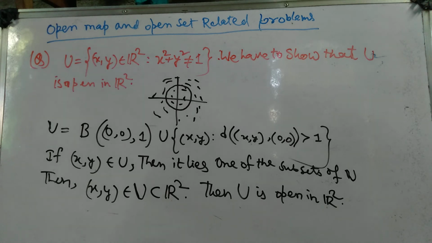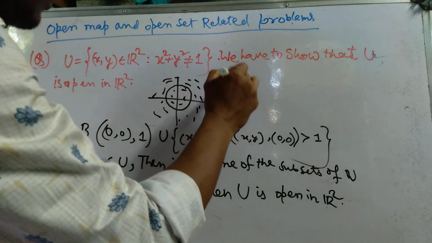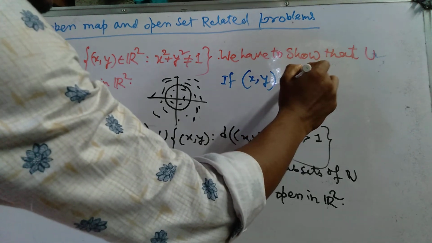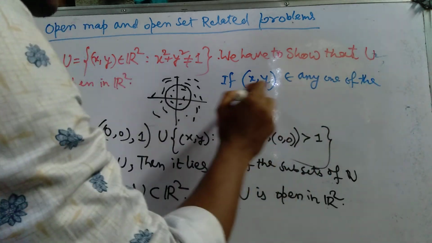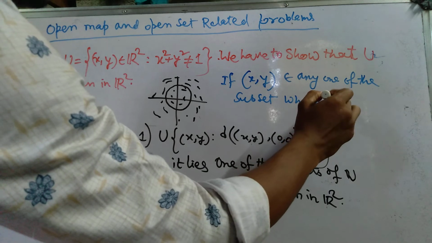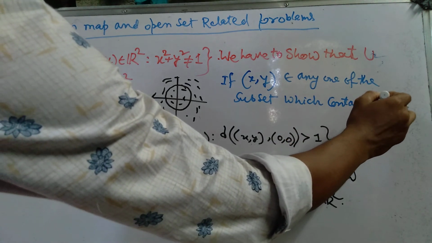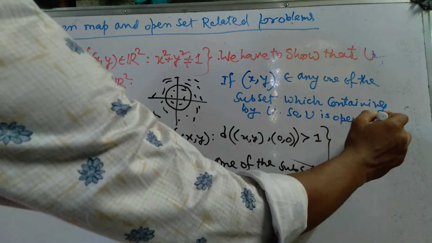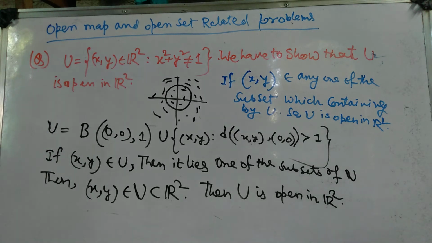Or otherwise, if (x, y) belongs to any one of the subsets, then this one is properly contained in U, so U is open in R. You can also write here: if (x, y) belongs to any one of the subsets contained in U, so U is open in R square. So all are done.